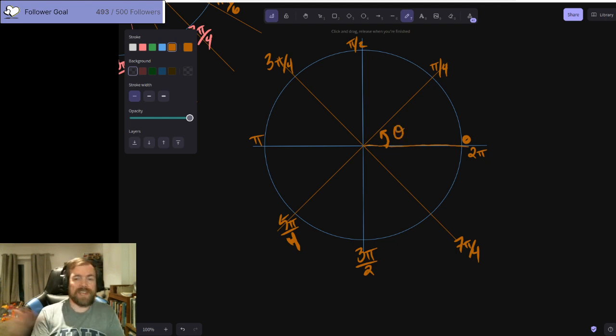Right, so we take our theta, which we'll just call whatever angle we want. In this case, we'll make it pi on 4. And we say from here, we can drop an altitude to create a right triangle.